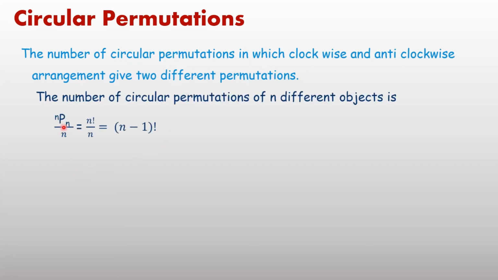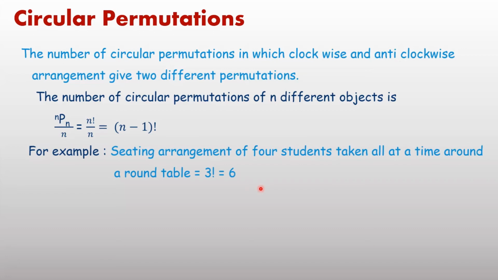Then the formula is nPn in place of r equal to n. The formula is nPn upon n, equal to factorial n upon n, equal to factorial n minus 1. For example, the same example: seating arrangement of 4 students taken all at a time around a table. Directly you can apply the formula factorial n minus 1, which is equal to 6.